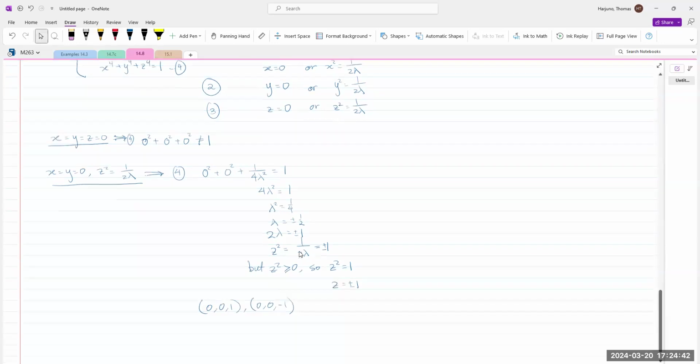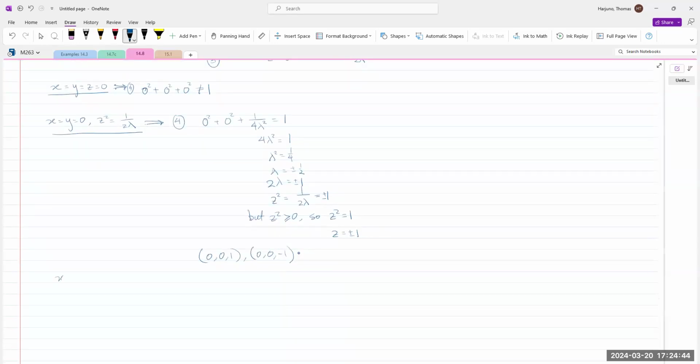Okay, with the same logic, when x equals z equals 0, but y squared equals 1 over 2 lambda, we will have the same situation. We'll get (0, 1, 0) and (0, negative 1, 0). For the third case, when y and z equal 0, but x squared equals 1 over 2 lambda.